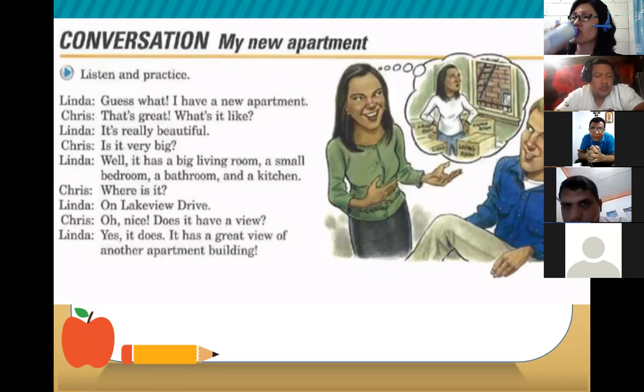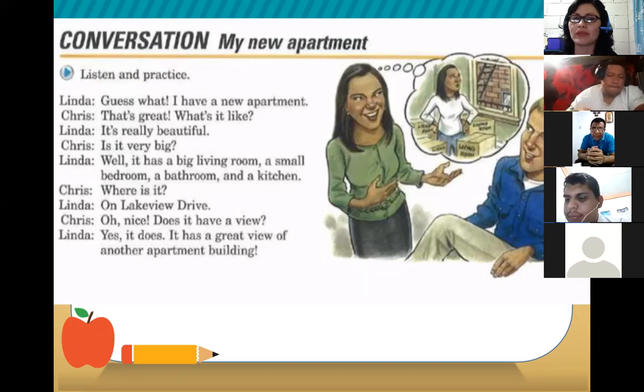What is the meaning of building? Edificio. Building. Edificio, muy bien. Building. Any other question? What is the meaning of Lakeview? Lakeview se llama el lugar. Así se llama el lugar. Lakeview. Vista al lago. Thank you, teacher. You're welcome. Anything else? Any other question?